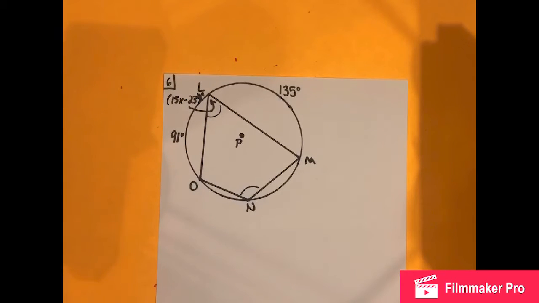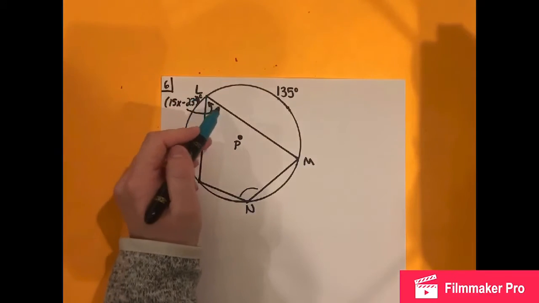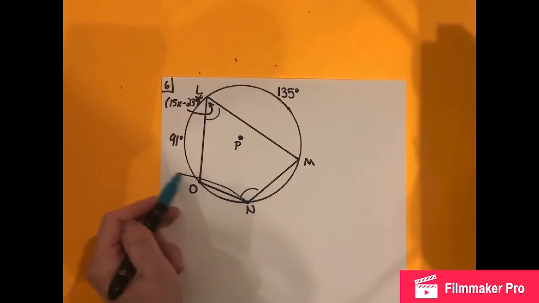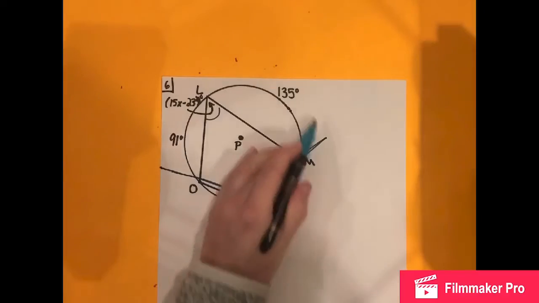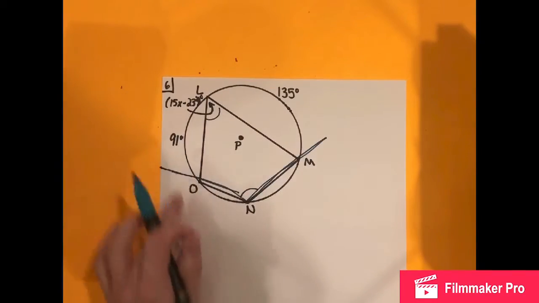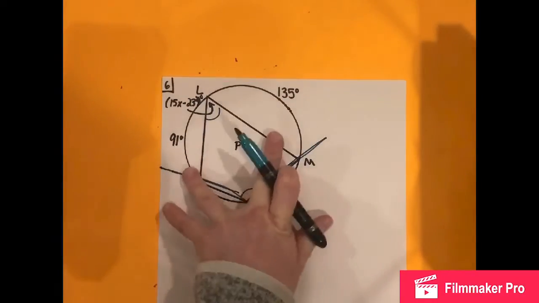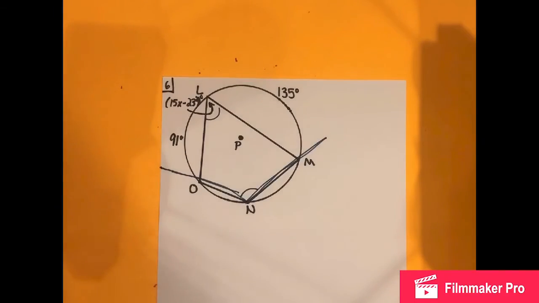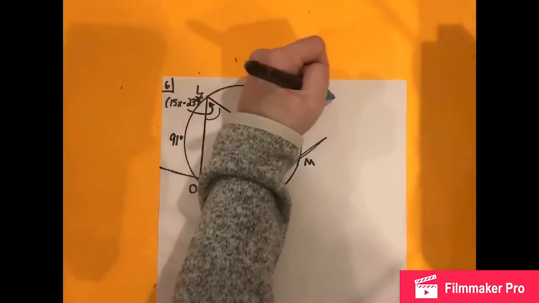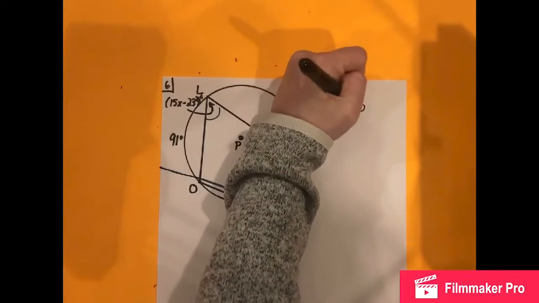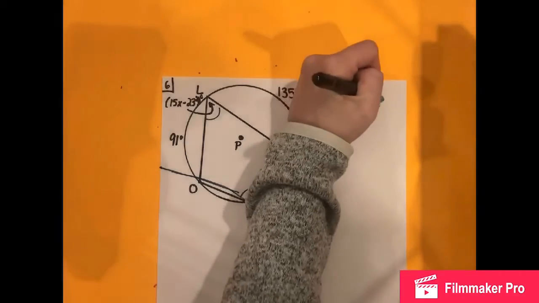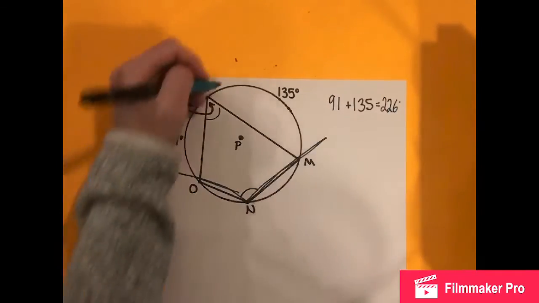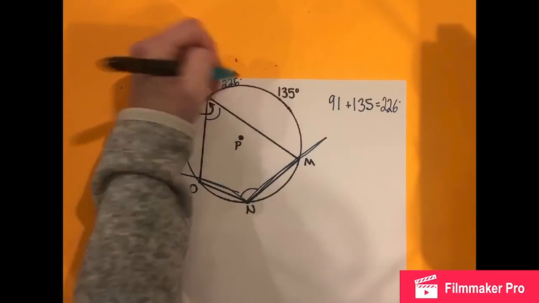So looking at that, what I'm going to think of is, okay, I already have this. Let me see what I can do here. So I'm going to extend this out. I can actually figure out this whole thing because 91 and 135, I can just add them together to get the actual full arc there. So I'm going to have 91 plus 135, which in this case is going to be equal to 226 degrees. And I'm going to just throw that here.